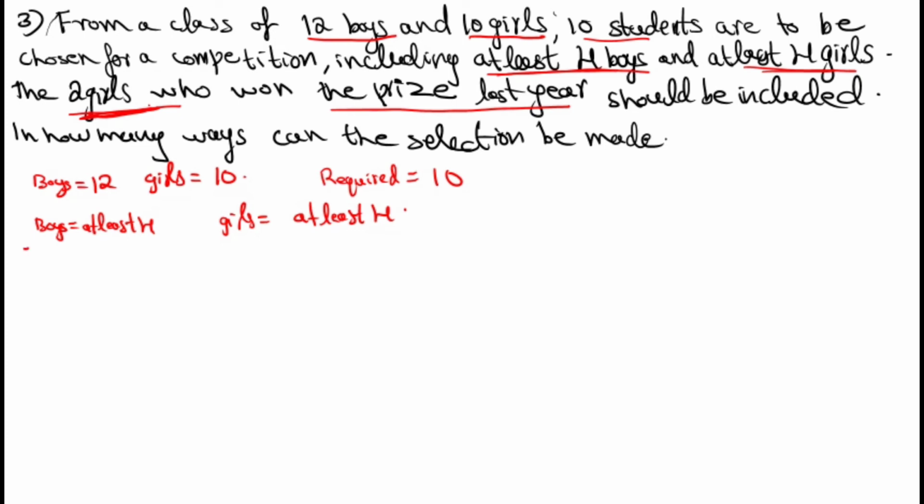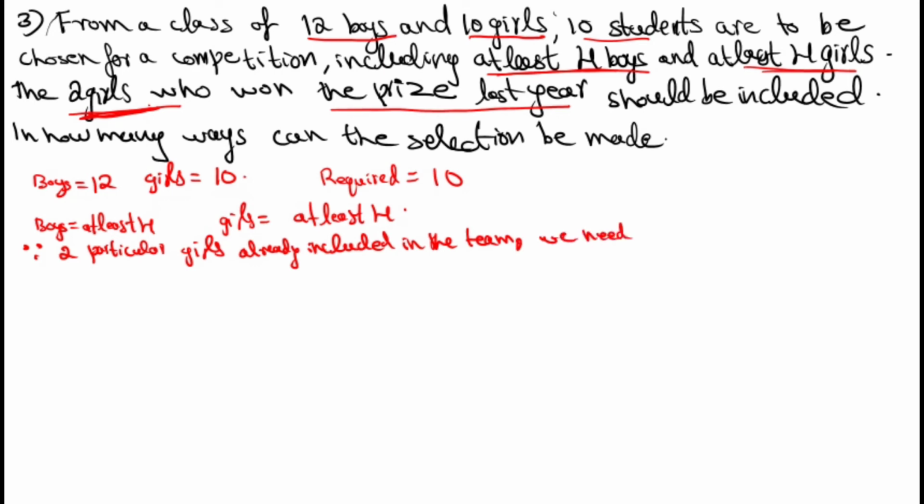Okay, since two particular girls are already included in the team, okay, we need to construct a team of how many members? 10 members are there. Two particular girls are already selected. Then you need to construct a team of 8 students.